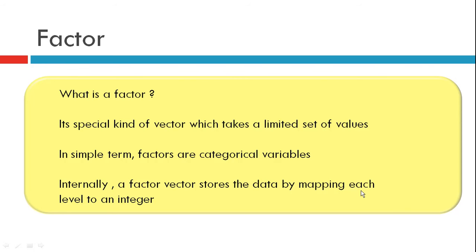Now let us see what is a factor. It's a special kind of vector in R which takes a limited set of values. In simple terms, factors are categorical variables. Internally, a factor vector stores the data by mapping each level into an integer.